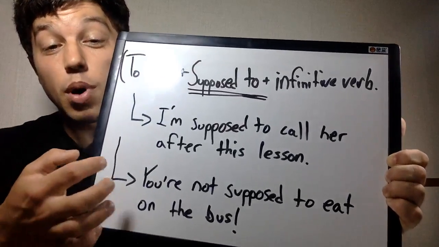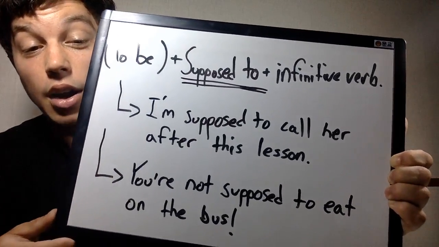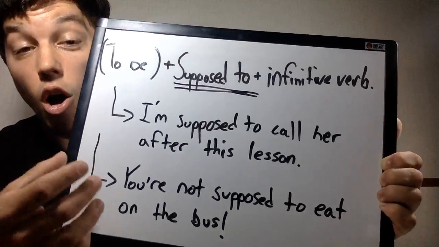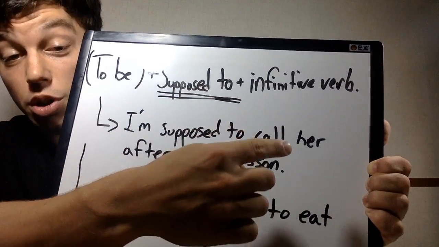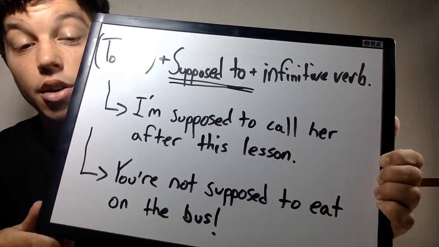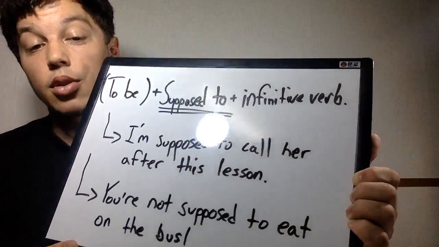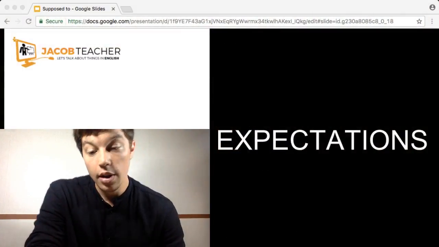You're not supposed to eat on the bus. So you are the verb to be, not supposed to eat on the bus. Okay? So, let's get going.